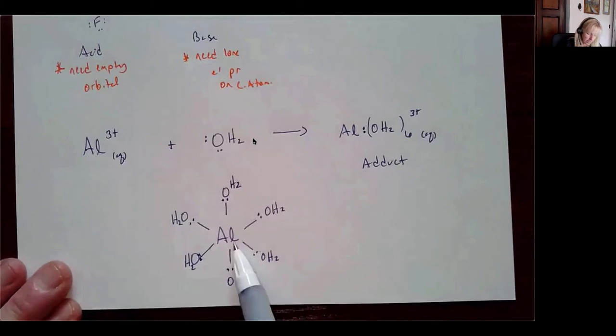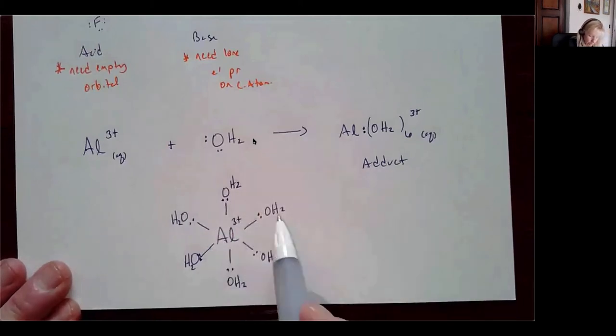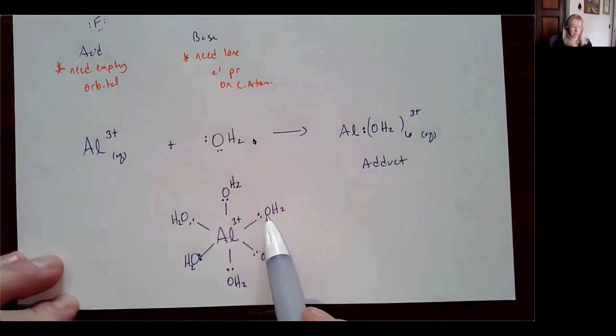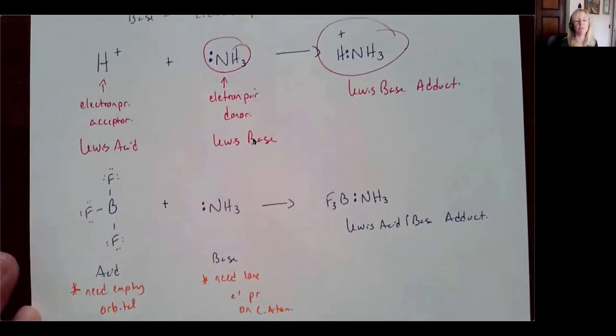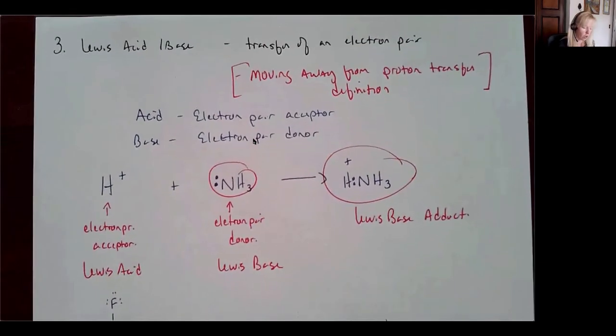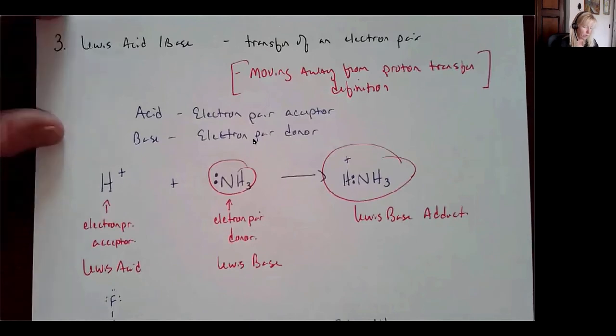And so this is going to be my Lewis acid because it has these empty orbitals, and each of these oxygens with this lone electron pair is going to be my Lewis base, and it's going to donate that. So Lewis acid-base chemistry can get pretty complicated. So we're going to move away from that and not really come back to it in this chapter.